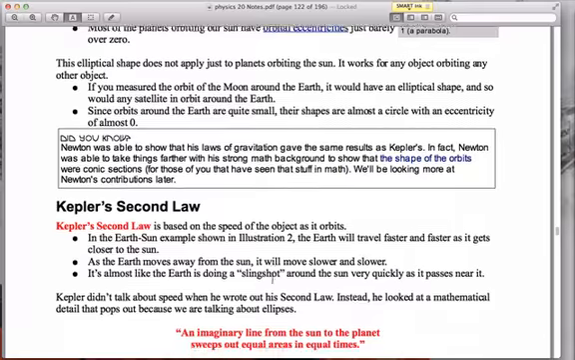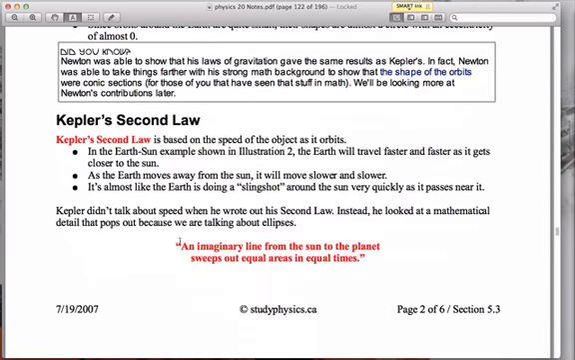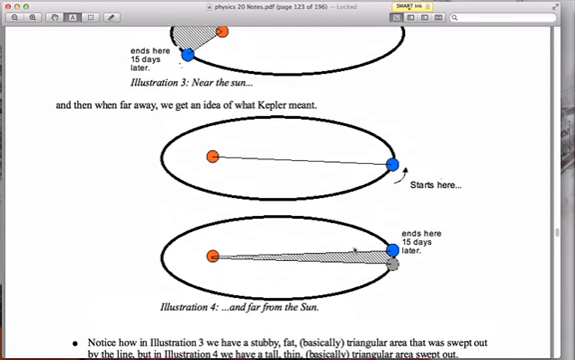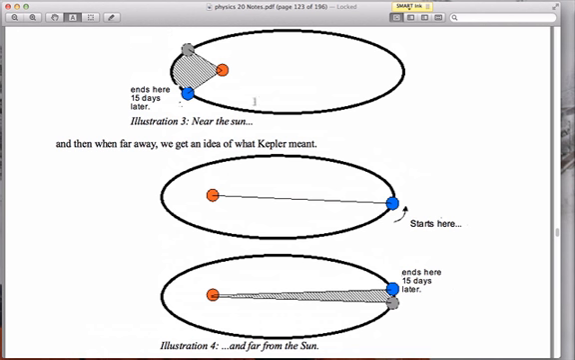The second key point is this. An imaginary line sweeps out equal areas in equal time. What this means is, if we take a look at this example here, where we've got this pie shape and this pie shape on different orbits, those pie shapes are of course different. But the key point of Kepler's second law is that the area contained is the same.